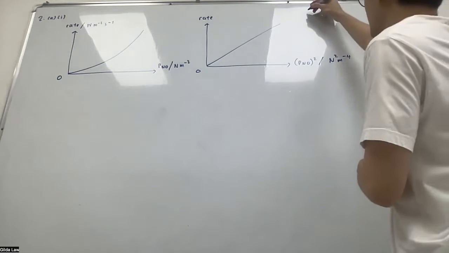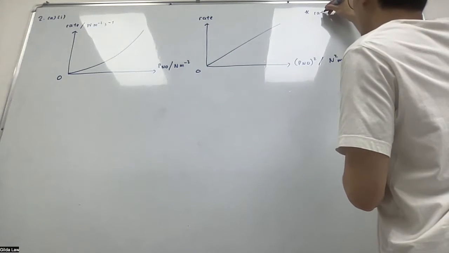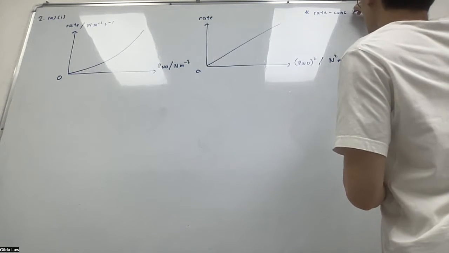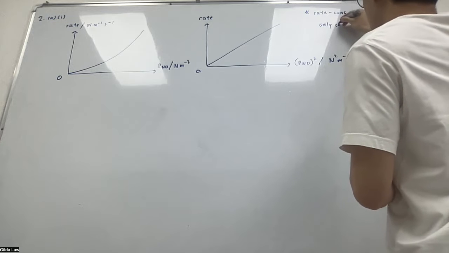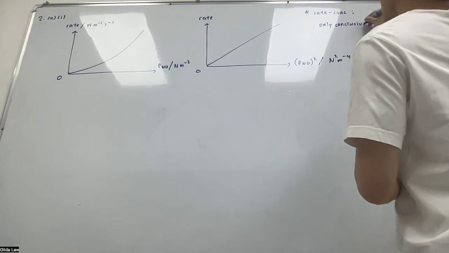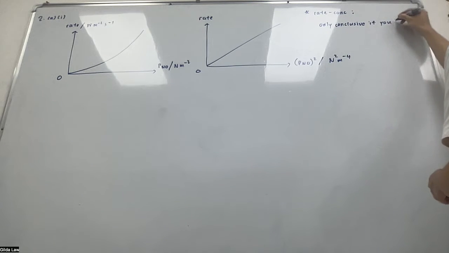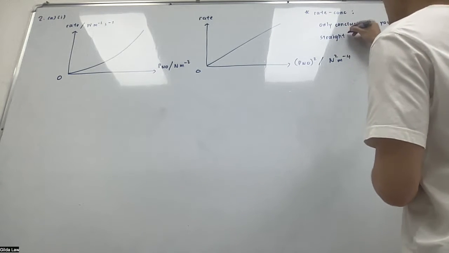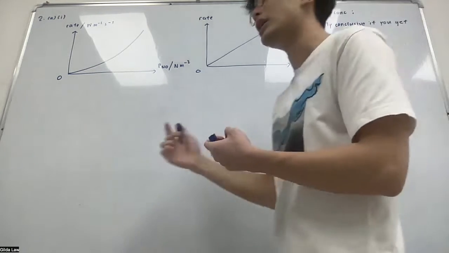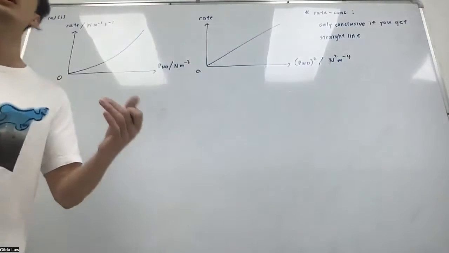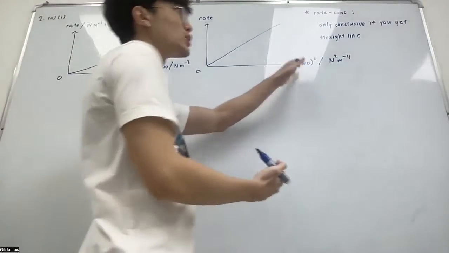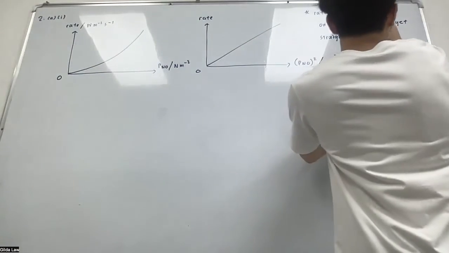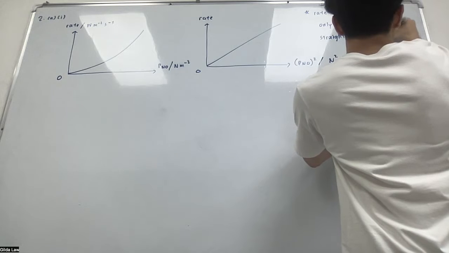Take note over here at the side. Whenever there's any rate concentration graph, it is only conclusive if you obtain a straight line passing through the origin. So if you see a curve, it could mean second order, third order, fourth, fifth. We have no idea. So we need to confirm by checking whether the squared plot is a straight line or not. So that's our first idea here.